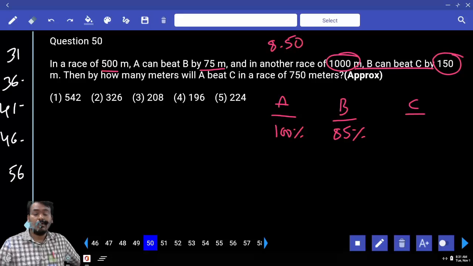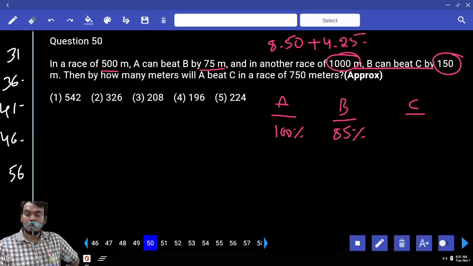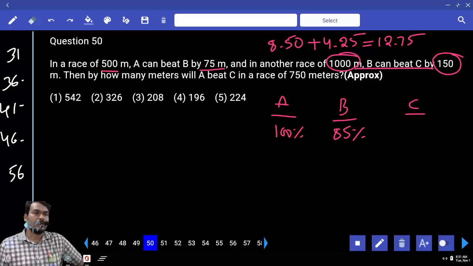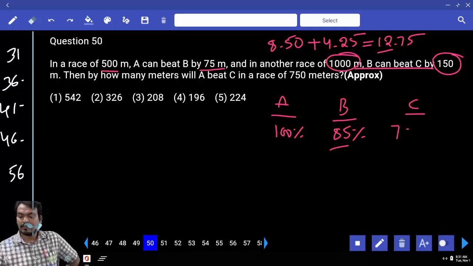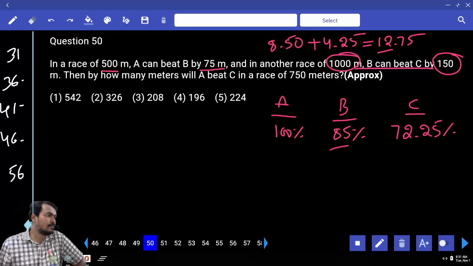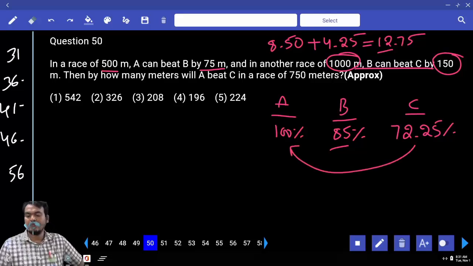8.5. What is the 5% of 85? 4.25. Total it is 12.75. The 12.75 is subtracted from which one? 85. 85 minus 12.75 is 72.25%. If A is 100%, B is 85%, C is 72.25%. What is the percentage difference of A and C?